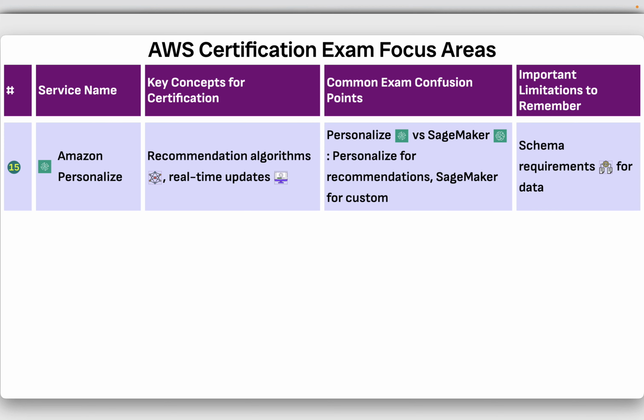So next service is Amazon Personalize. Key concepts for certification is recommendation algorithms and real-time updates. Common exam confusion points are Personalize versus SageMaker. So Personalize uses API and for recommendations, but SageMaker in case you want to develop any custom machine learning models. Important limitations to remember is there is a schema requirements for data.